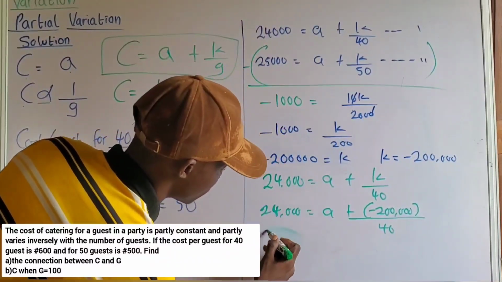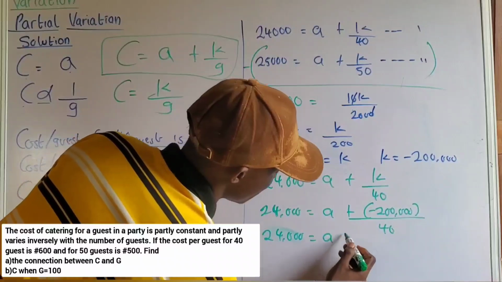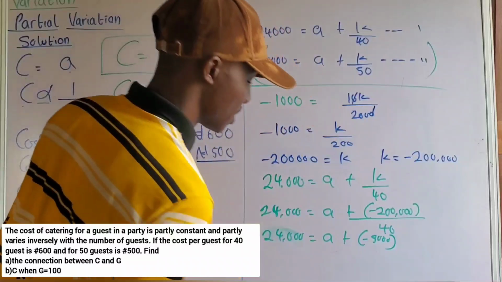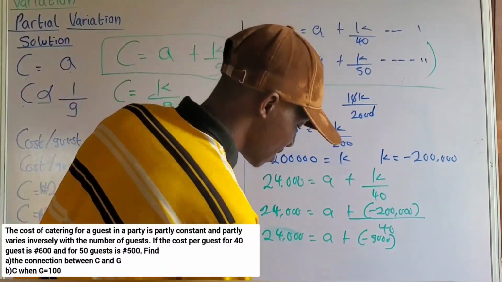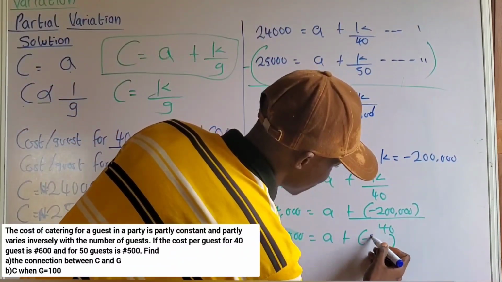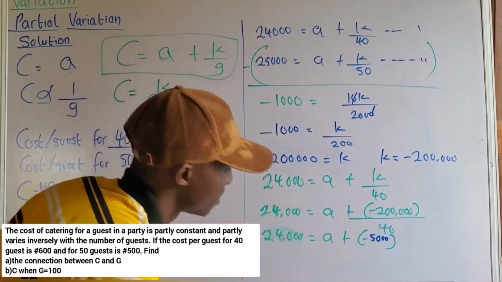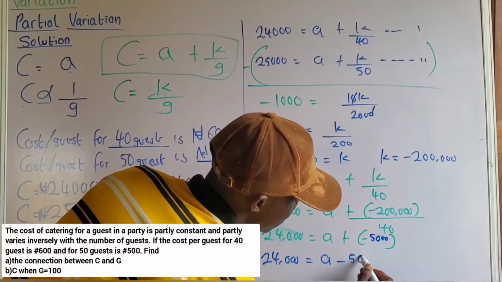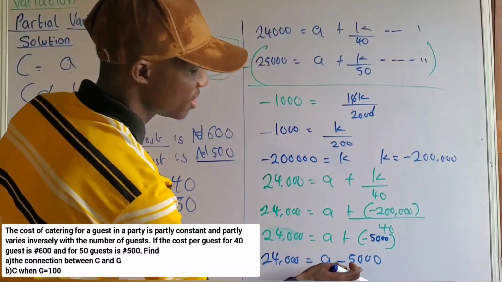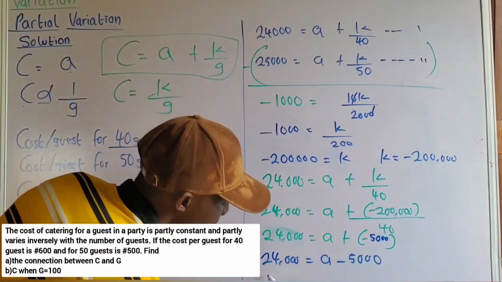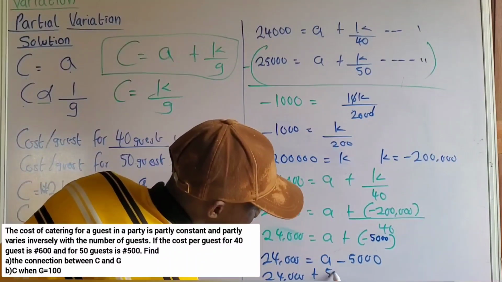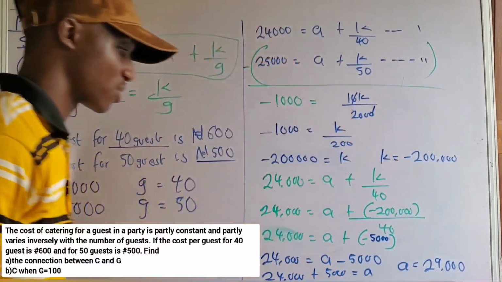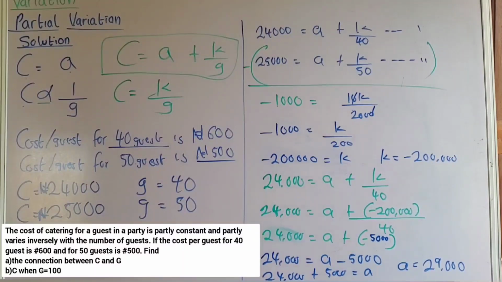Sorry, let me write it very well. 24,000 equals a plus minus 5,000. Do you understand? Let me write this very well. Minus 5,000. So for this, I'm going to have 24,000 is equal to a minus 5,000. Now, if you want to get the value of a, you take this negative 5,000 to the other side. I'm going to have 24,000 plus 5,000 equals a. So a equals 29,000. Okay, so the constant a is equal to 29,000.